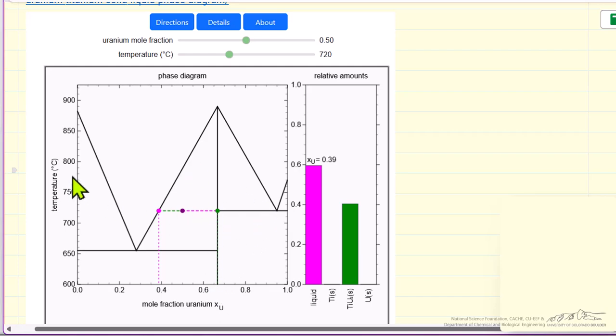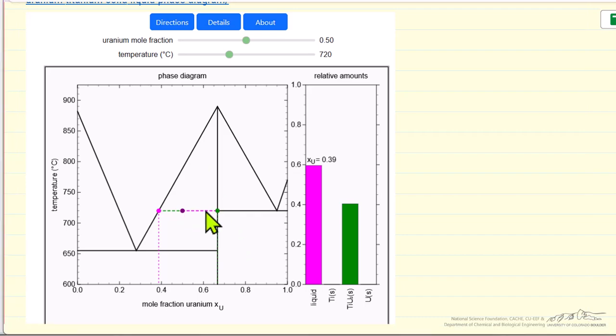So we can move the point around by moving these sliders, and we can see which phases are in equilibrium. If we're up here, we have all liquid phase. Down here, we have liquid in equilibrium with the solid, and then here we have two solids in equilibrium.